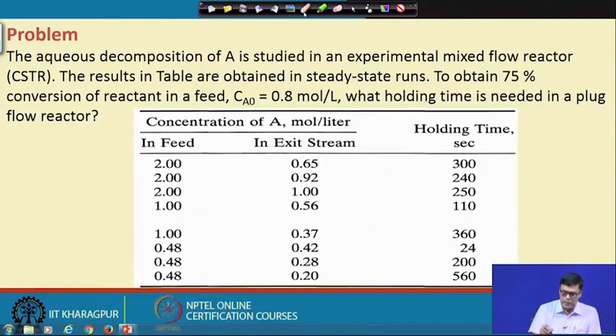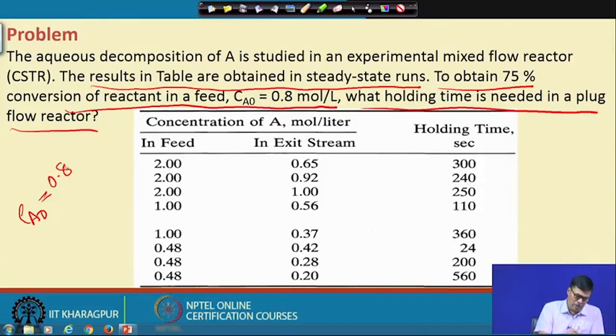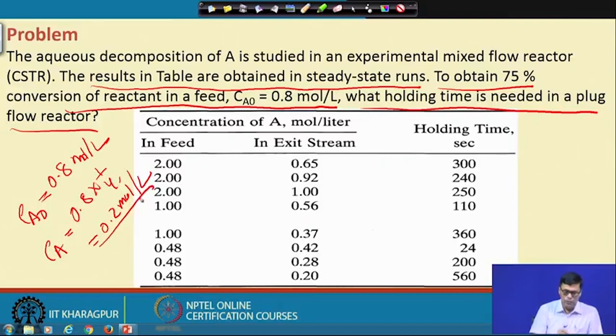So this is exactly what is mentioned here, that the runs of the table are obtained in steady state run. To obtain 75% conversion of the reactant in the feed stream of 0.8 moles, what holding time is required in a plug flow reactor? So 75% conversion, if CA0 is 0.8 mole per liter, then how much will be remaining? That is 1/4, am I right? So CA will be 0.8 into 1 by 4, that is 0.2 mole per liter. So you have to find out the holding time, tau plug flow reactor, for 75% conversion of the reactant.